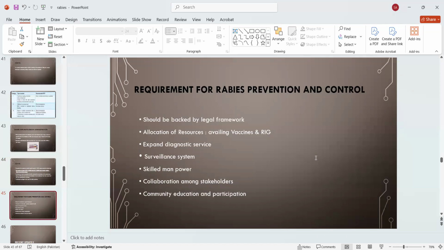Rabies prevention and control should be backed by a legal framework, allocation of resources, expanded diagnostic services, a surveillance system, skilled manpower, collaboration among stakeholders, community education, and participation.